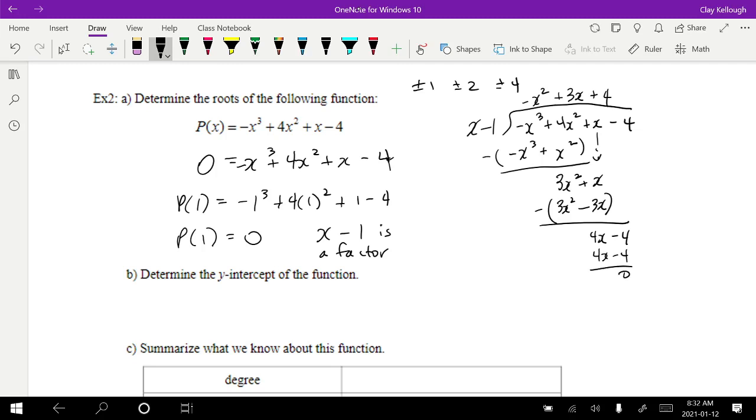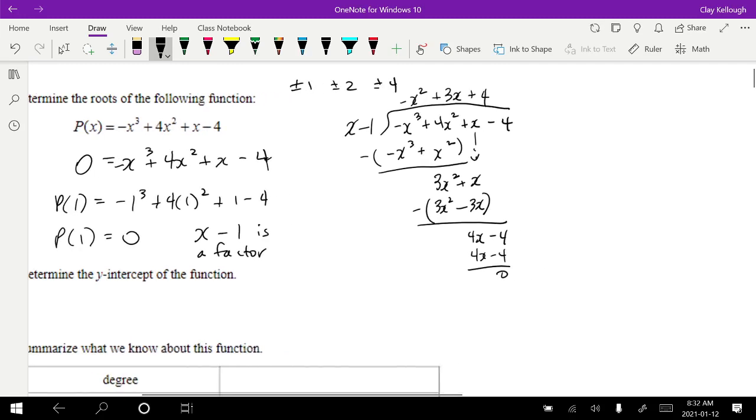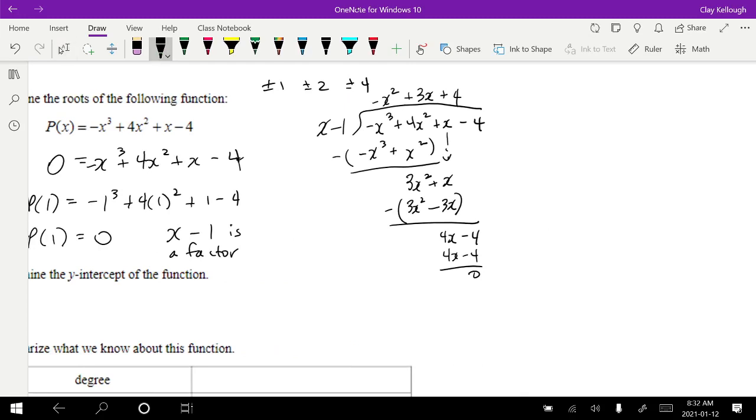So my other factor, I'm kind of out of room here, I'll move over. So my other factor here is that I have x minus 1, and I have negative x squared plus 3x plus 4. Okay? So again, if I set this equation equal to 0, that'll give me the x-intercept. And I can divide both sides of this equation by -1. That makes this easier to factor.